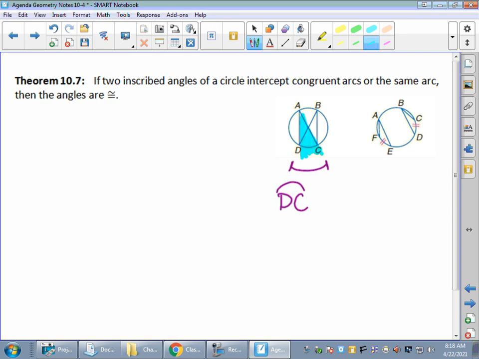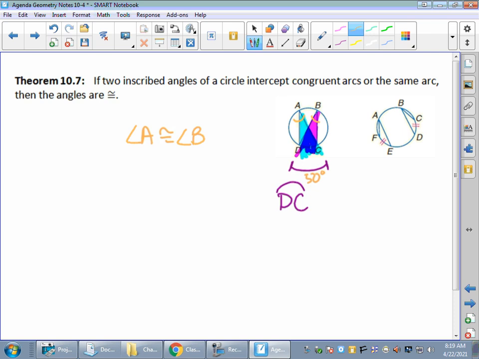However, let's be sneaky on this. What if I went this way? If I highlighted angle B, isn't that the same intercepted arc? Right? So here's the thing. If arc DC, say this arc out here, is equal to 50 degrees, what does angle A have to be? Half of that, so 25. But also because it has the same intercepted arc, what does angle B have to be? Also 25. So angle A would have to be congruent to angle B because they have the same intercepted arc.